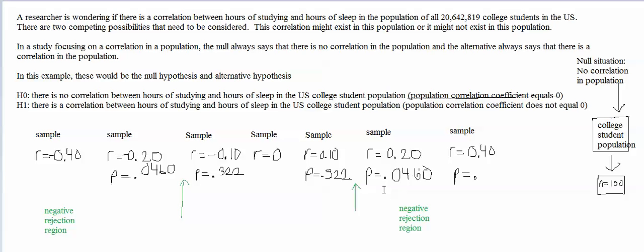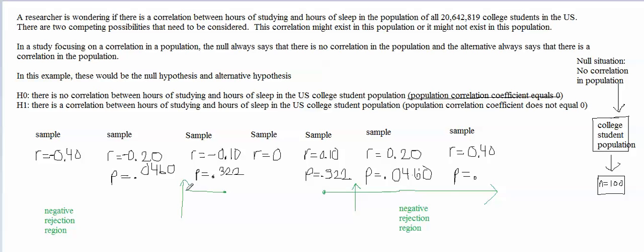So what do these p-values actually mean? It means that if we take a sample of 100 people from a population with no correlation inside of it, and the null is true, if we are taking our sample from that type of population, in that situation, there is a 0.322 chance of getting a correlation in one of these two areas, meaning at least this far from zero.